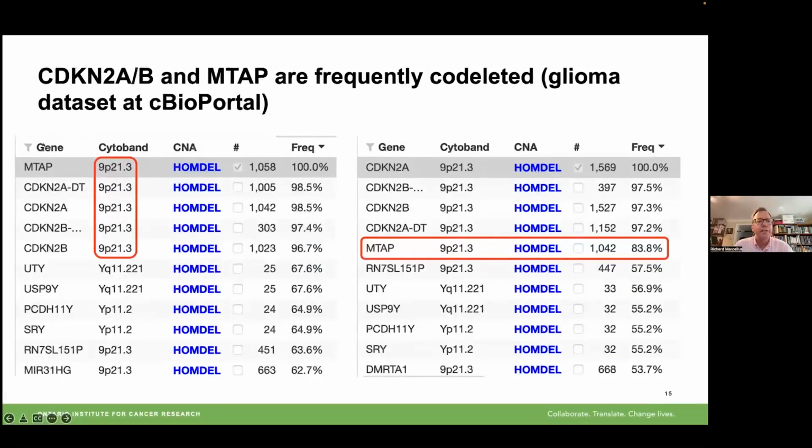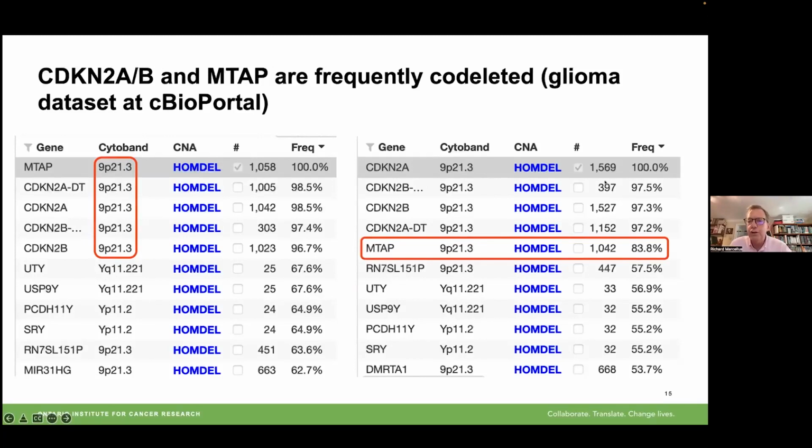So if I look at the MTAP deletions, if I pull out all the patients that are MTAP deletions, almost 99% of them also have the CDKN2A deletion. If I flip it around and look at the CDKN2A deletion, I'll see that 84% of them have an MTAP deletion.